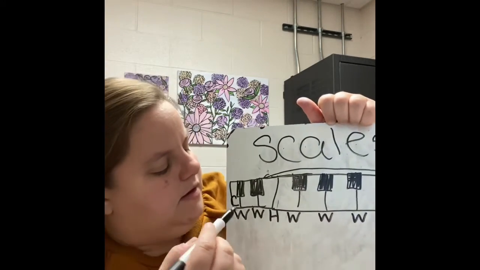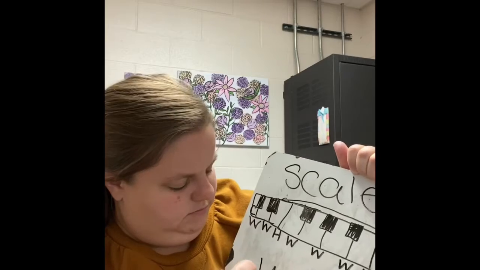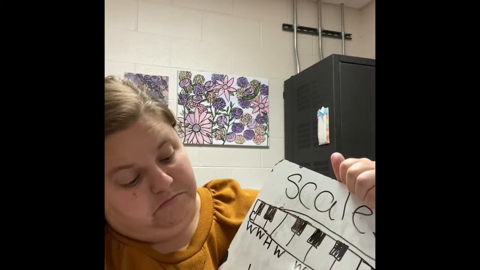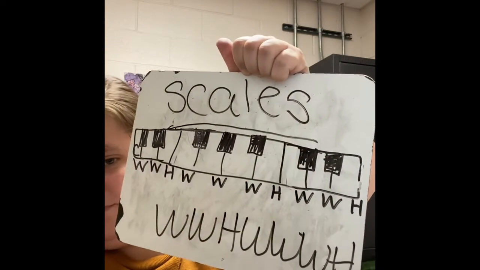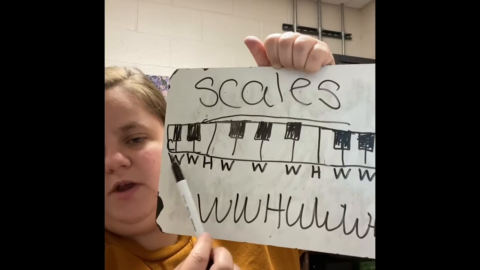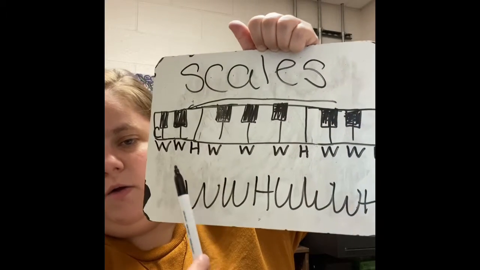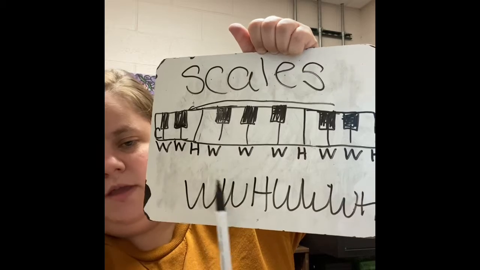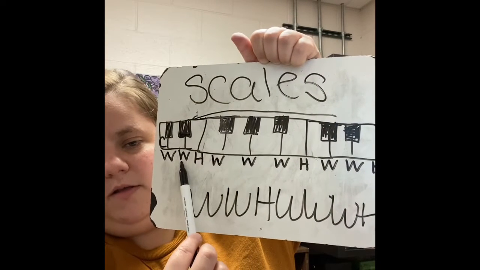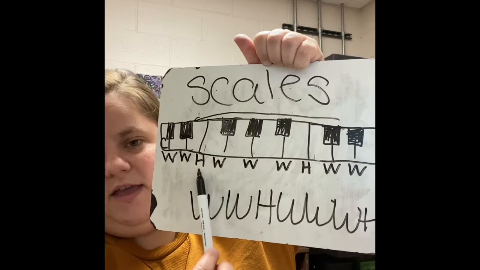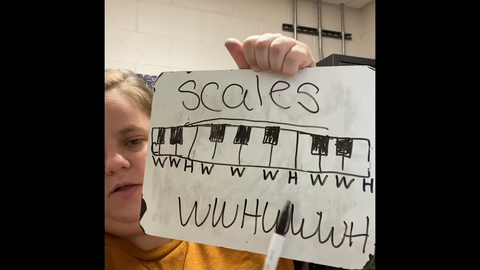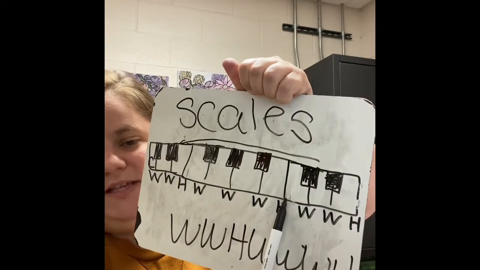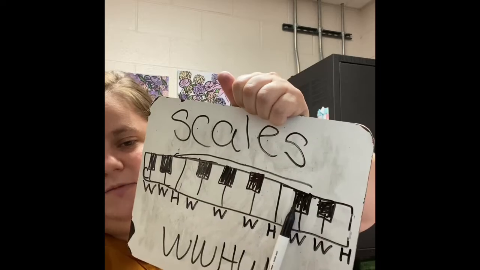Alright, so I need this order: whole, whole, half, whole, whole, whole, half. If I'm starting on C, which is the one all the way over here, the first thing I need is a whole. Awesome. Next thing I need is whole. Perfect. Half. Whole. Whole. Whole. Half. And that means I would end on this key right here. It is next to 2 black keys, and you guessed it, that's also a C.